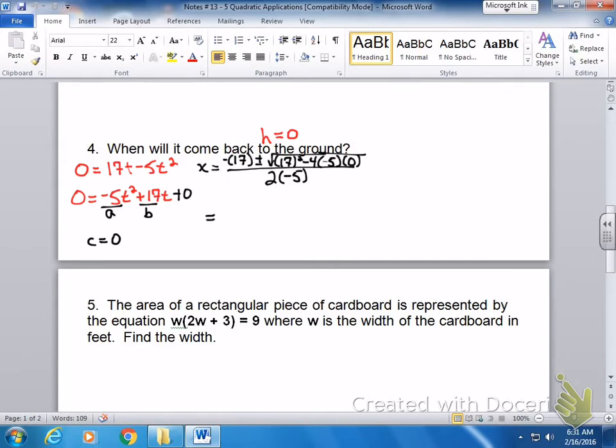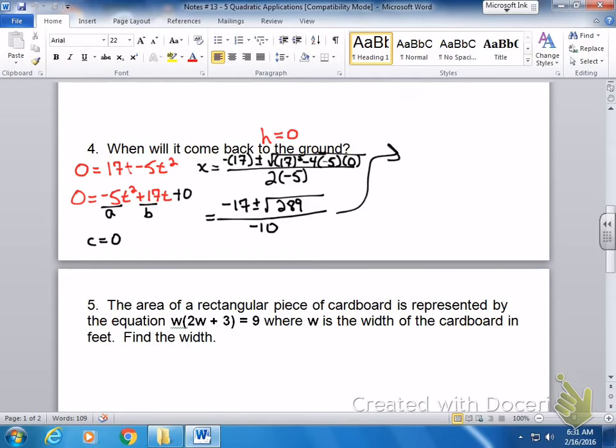Now let's go ahead and clean that up. I have negative times 17 is negative 17, plus or minus. Now, if you're not getting these calculator parts, you really need to be careful. Parentheses 17, close parentheses squared, minus 4 times negative 5 in parentheses times 0 in parentheses. And if you do that, you should get the number 289, and all that's divided by negative 10.